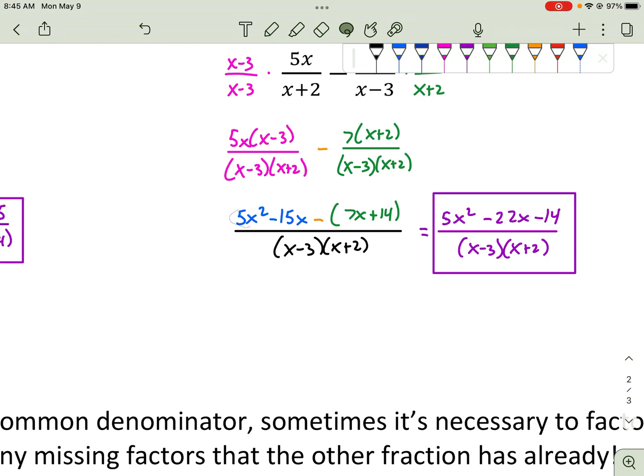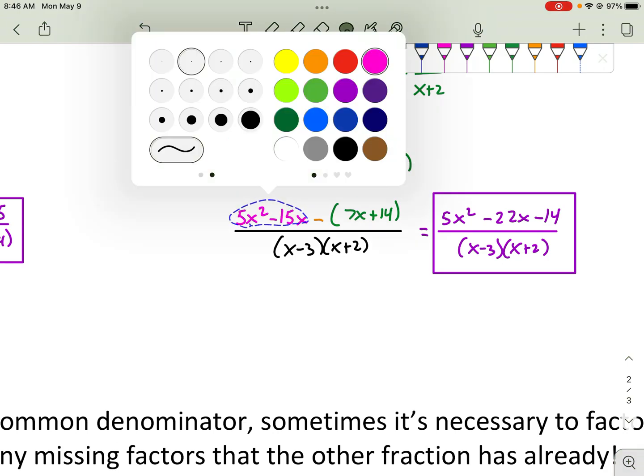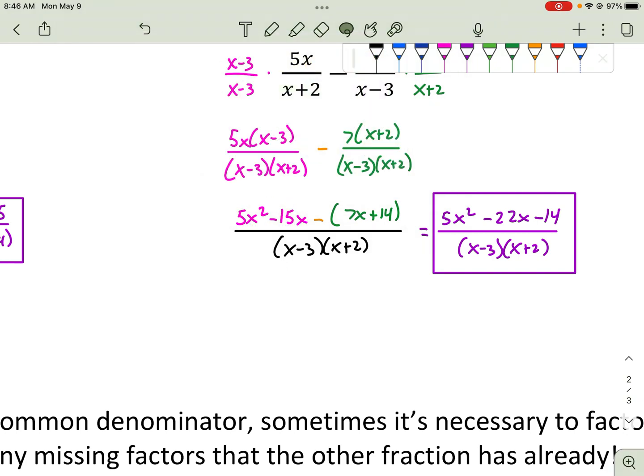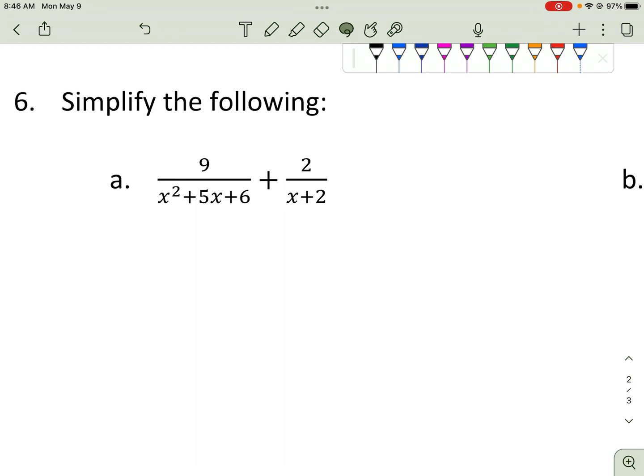Okay, let me actually make this pink to match up with the step from above. All right, so now, same thing we were just doing, except an extra step where we had to factor first. So this is 9 over x plus 3 times x plus 2 plus 2 over x plus 2.